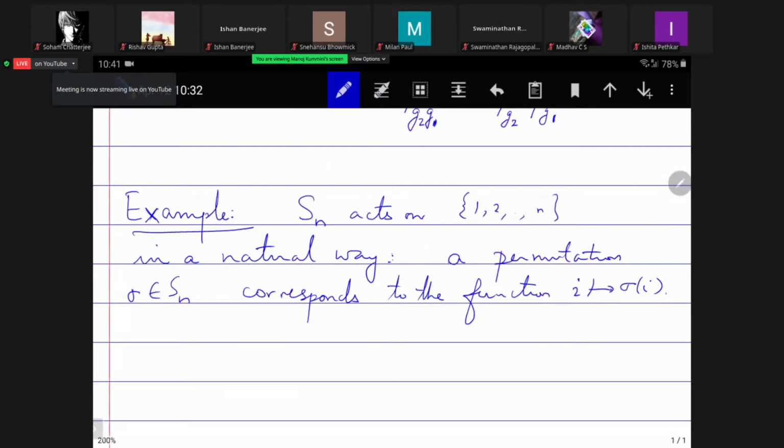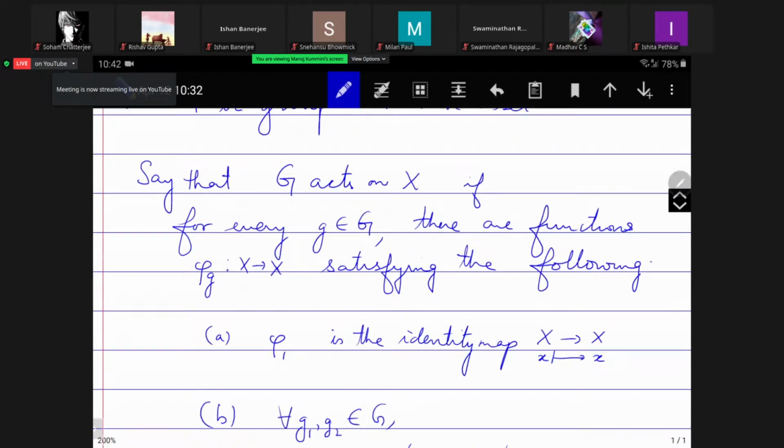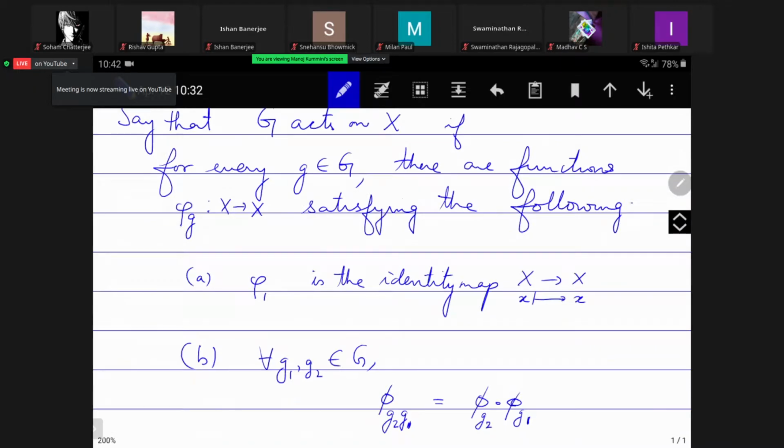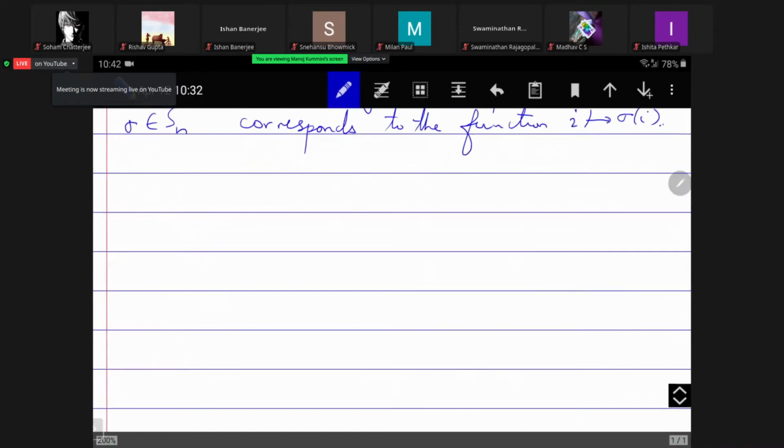So this is one. This is sort of a basic example, essentially tautological. So this is example one. I want to make a remark about what this actually says. Remark, with notation as in the definition. So this one says that if you take g2 to be g1 inverse, then phi of 1 is phi of g1 inverse composed with phi of g1.